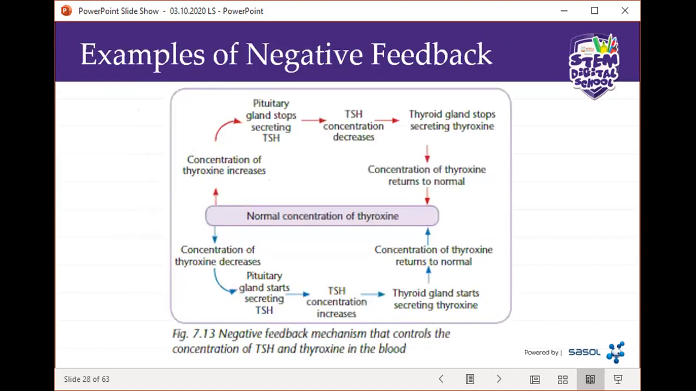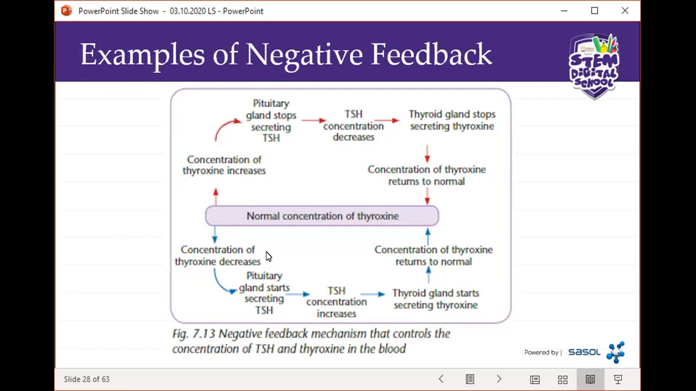Right. So now we're just going to look at examples of negative feedback, or what we were actually talking about right now. Okay, so firstly, we start off with a normal concentration, right? So as you guys can see, even here, we have our normal concentration factor, and in this case, we're looking at thyroxine. Okay, so we have a normal concentration of thyroxine. Thyroxine can either increase or decrease. Now we are going to look at what happens when we have a hypersecretion or an increase of thyroxine, and what will happen when we have a decrease of thyroxine.